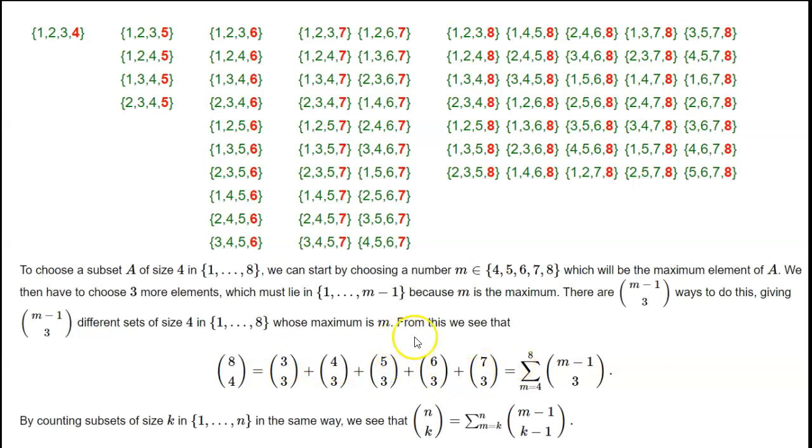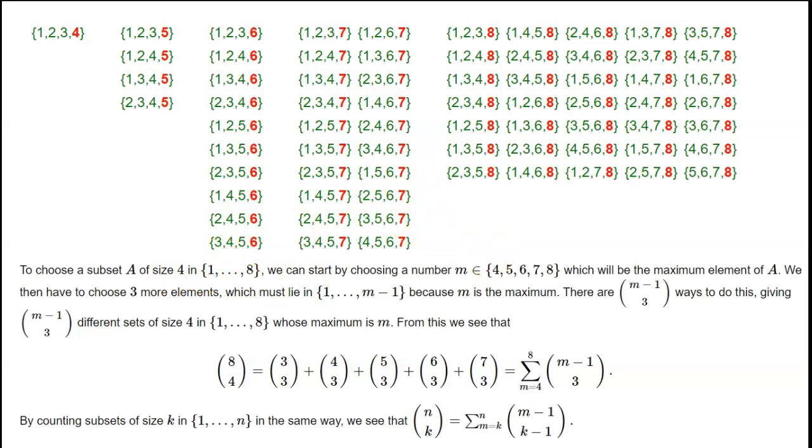Okay. So on the left hand side, of course, 8 choose 4, that's the number of subsets of size 4 in the set 1 up to 8. And the idea is that we're going to break these up into 5 different groups of sizes 3 choose 3, 4 choose 3, up to 7 choose 3. And the way we do this is just by splitting everything up according to what's the maximum element in your set.